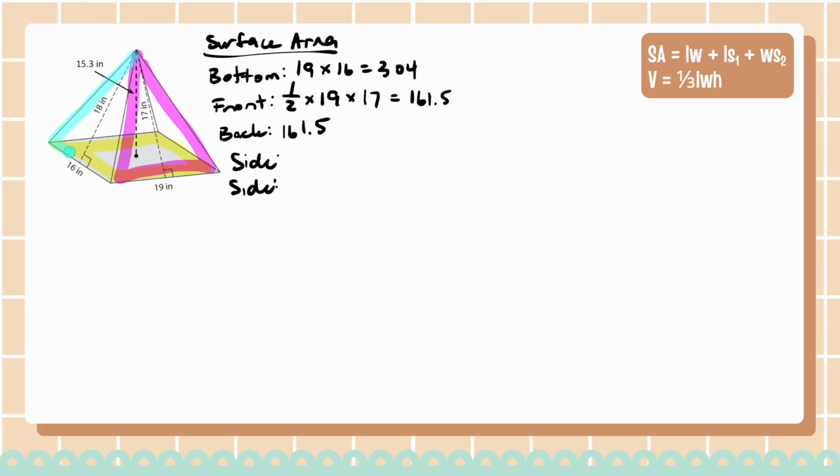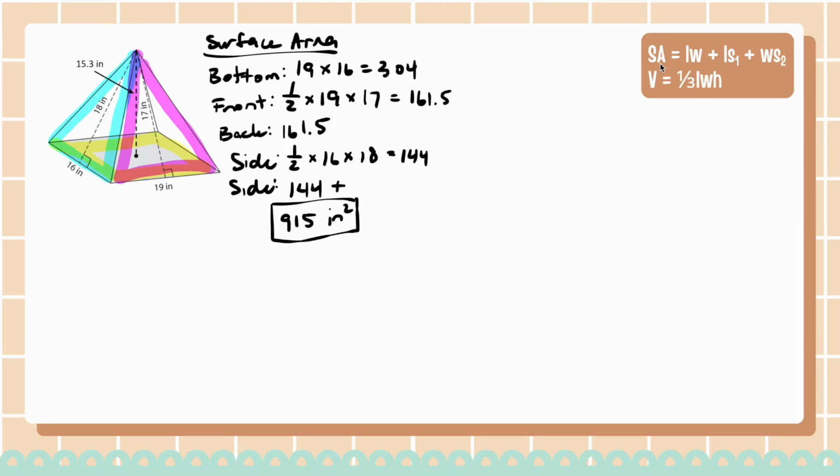And then our last two triangular sides. So for this one, we're going to do 1/2 times the base of this triangle, which is 16, times the height of the triangle, which is going to be this slanted part here. That's 18. All of this multiplied is going to get me 144. And the other side is the same thing as well. Let's add up all 5 sides, and we get a total of 915, and it's going to be inches squared. So that's the surface area.